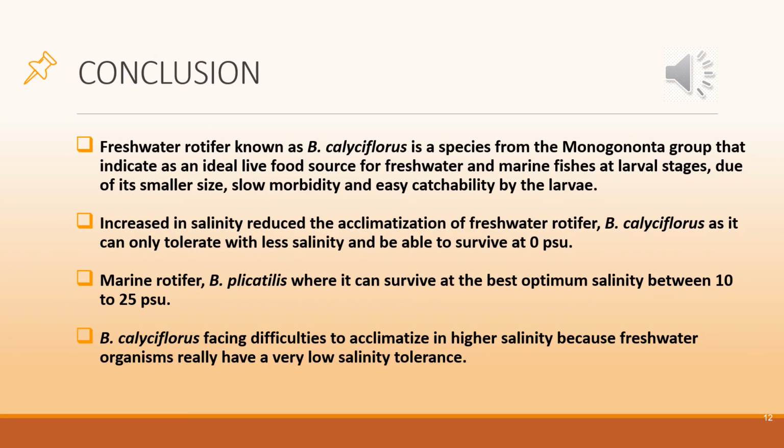As a conclusion, the objectives of the study are achieved. Freshwater rotifer, known as B. calyciflorus, is an ideal live food source for freshwater and marine fishes at larval stages due to its smaller size, slow mobility, and easy catchability by the larva. Next, increase in salinity reduces the acclimatization of freshwater rotifer as it can only tolerate less salinity and is able to survive at 0 PSU. By comparison, marine rotifer can survive at the best optimum salinity between 10 to 25 PSU.